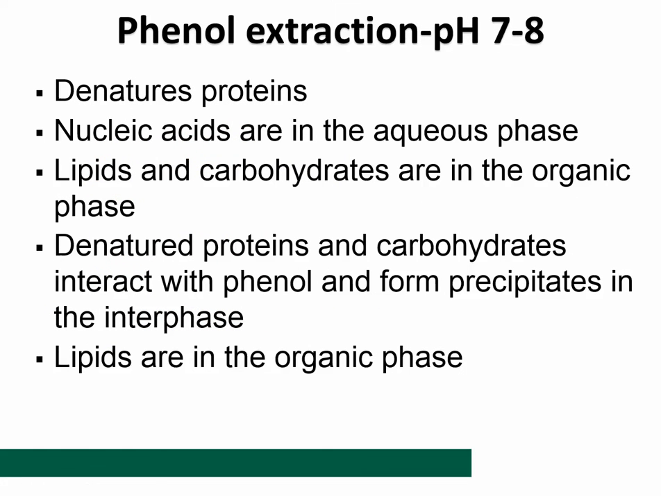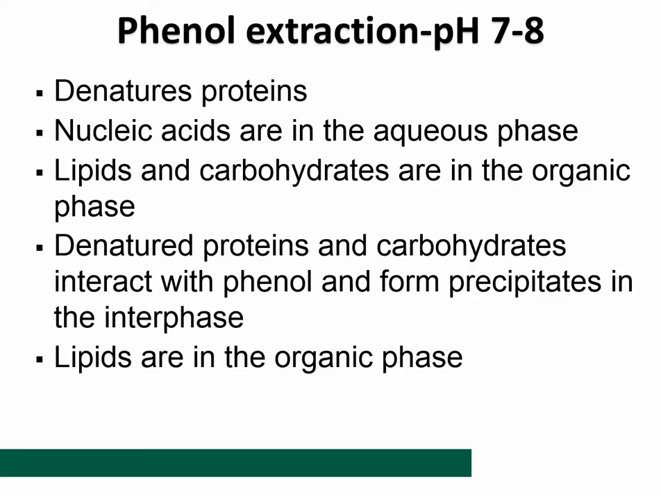Now, we need to talk about the pH of the phenol chloroform isoamyl alcohol. The pH must be maintained at 7 to 8, and here's the reason why. As long as the pH is maintained at 7 to 8, the DNA is going to remain suspended in solution, because the phosphate groups are not protonated or are not neutralized at a pH that is neutral or right above neutral. And so they will be suspended and they will remain in the aqueous phase.